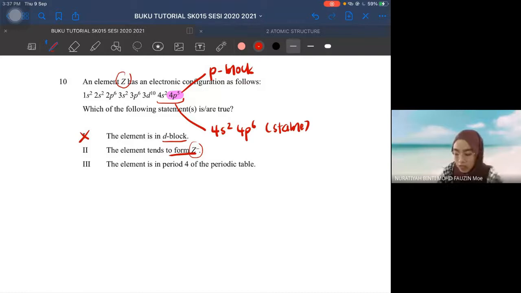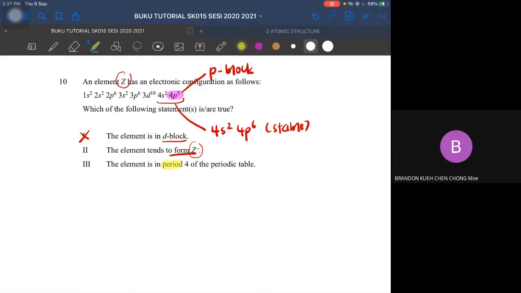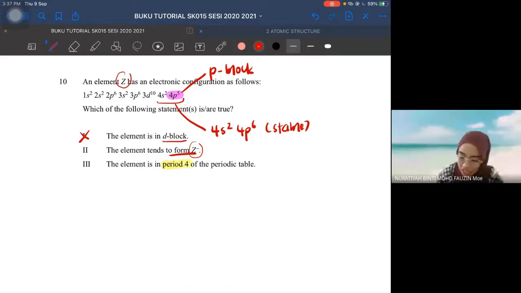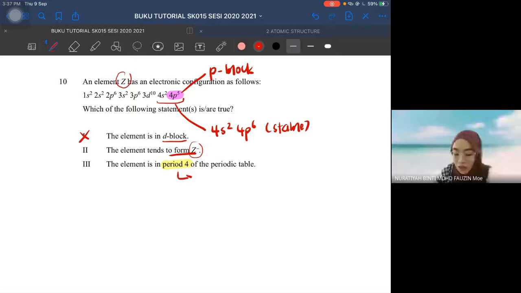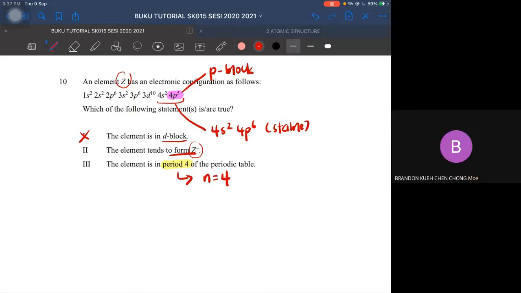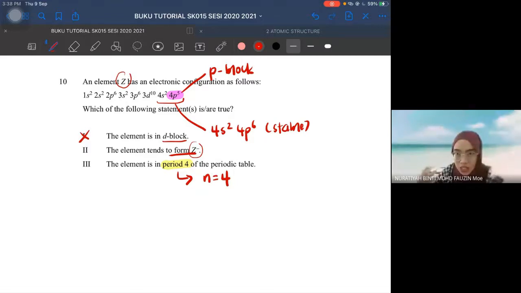Element is in period 4 of the periodic table. How do you know this? From its electron arrangement. Which quantum number? N, 4. So n equals 4. The energy level will tell the period of your element. Where is the element located in the periodic table, which period, which row? When n equals 4, your element is in period 4.